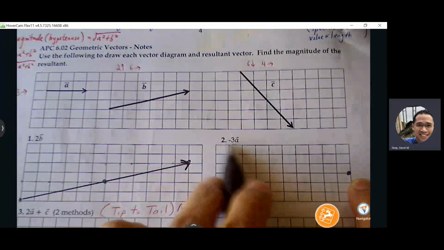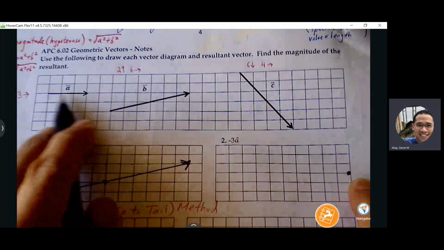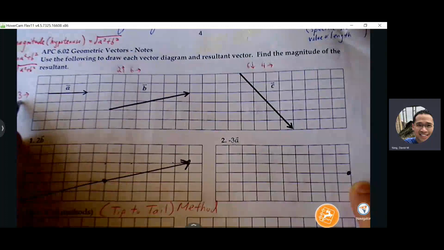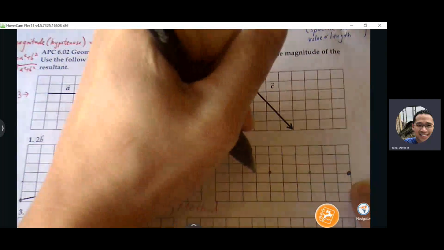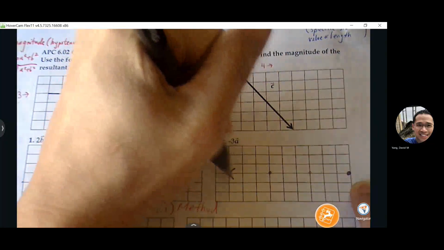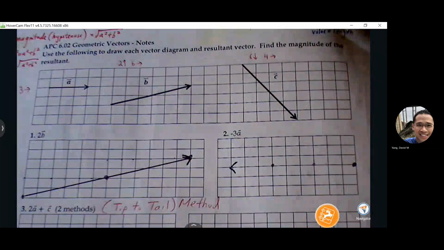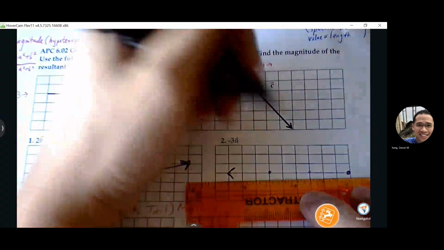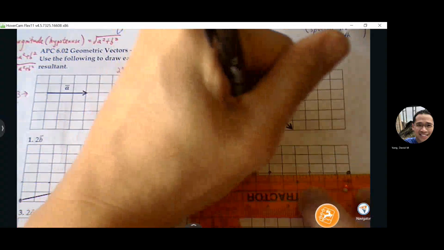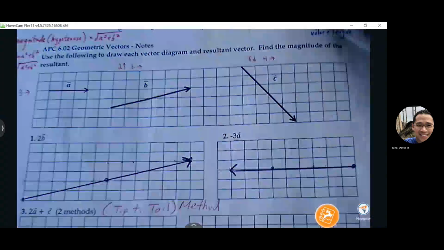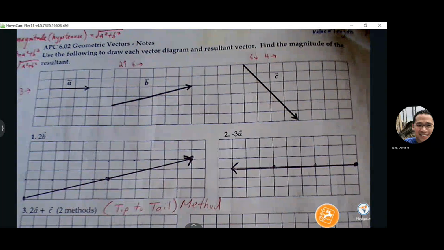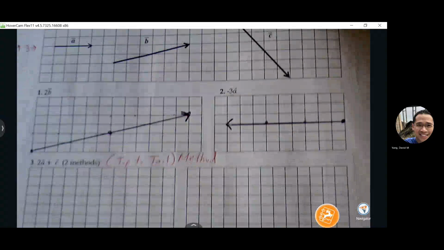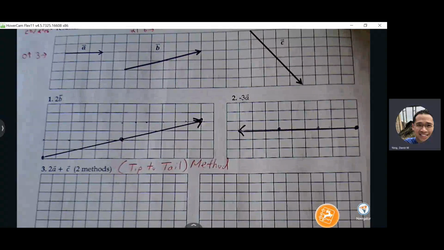So I'll make A 3 times as long and also make it go to the left. The magnitude is 3, so I'll go 1, 2, 3, 1, 2, 3, 1, 2, 3. Okay, any questions so far?